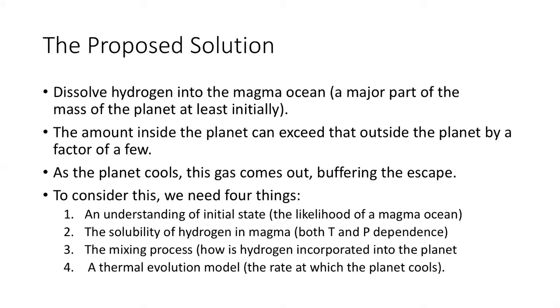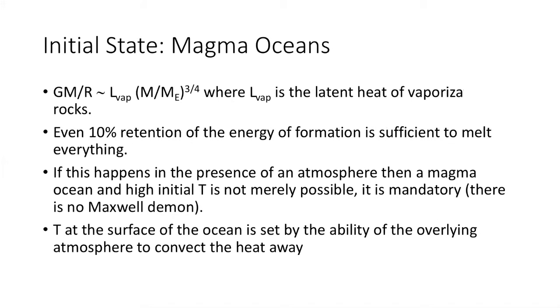In order to build this picture, we have to think about 4 things. We have to first understand the initial state, the likelihood that you had a magma ocean in the first place. Second, the question of what the solubility of hydrogen in magma actually is, how it depends on both temperature and pressure. We have to convince ourselves that it actually gets mixed in there. We have to think about the physical process of mixing, and we have to do a thermal evolution model. So let me talk about each of those.